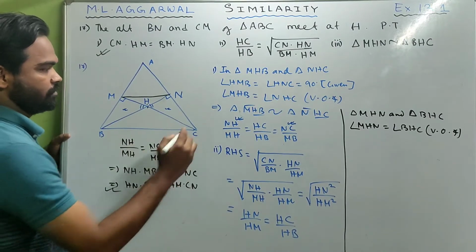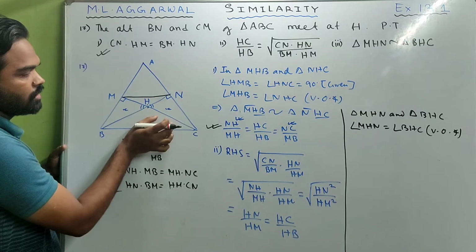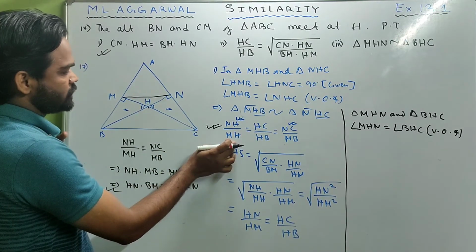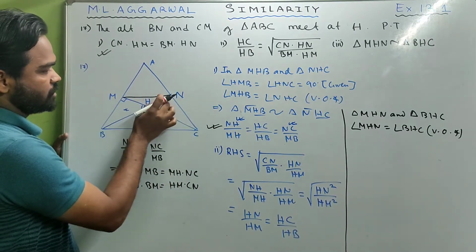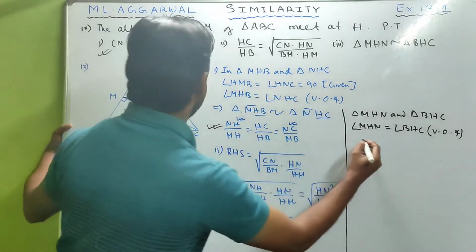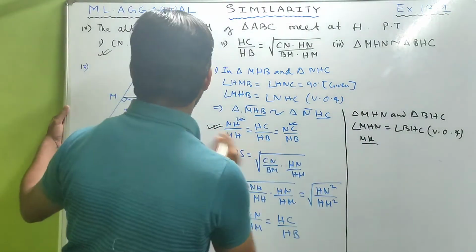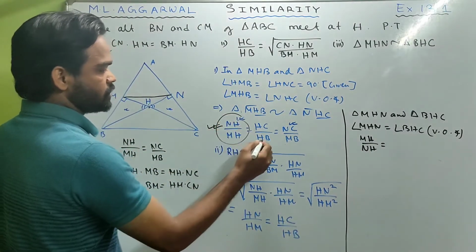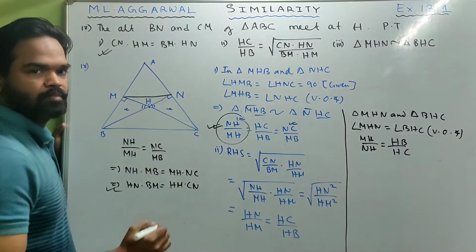Next, look over here. From the first part only, we got MH by HC, or MH by NH is equal to HC by BH, yeah, we got it. See, MH by NH over here, MH by NH equals HB by HC, isn't it?